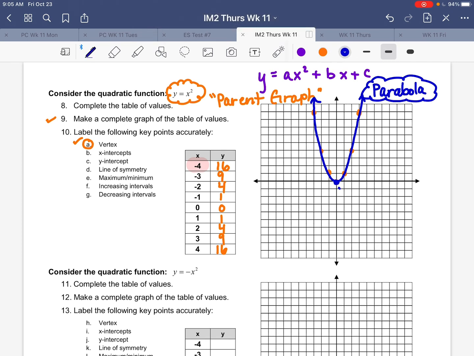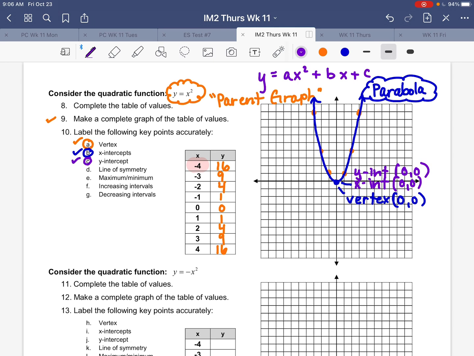So this point right here is the vertex, and that coordinate is 0, 0. The x-intercepts, we actually only have one x-intercept here. So the x-intercept, go ahead and label this here, is also 0, 0, and that happens to be the y-intercept also. Kind of a boring one, but that's typically not the case unless you have the vertex on the origin. So we've got the x and y intercepts labeled.